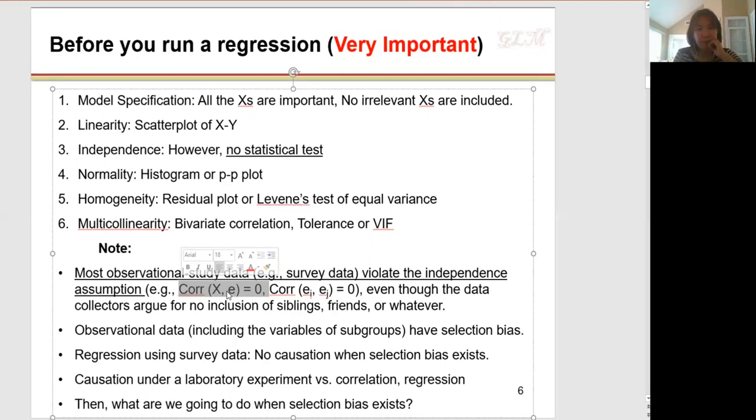All right. So observational data, including subgroup variables, has selection bias, yes. Regression using survey data, no causation when selection bias exists. Causation under a laboratory experiment versus correlation in regression. Then what are we going to do when selection bias exists? So we need one more technique in addition to multiple regression.